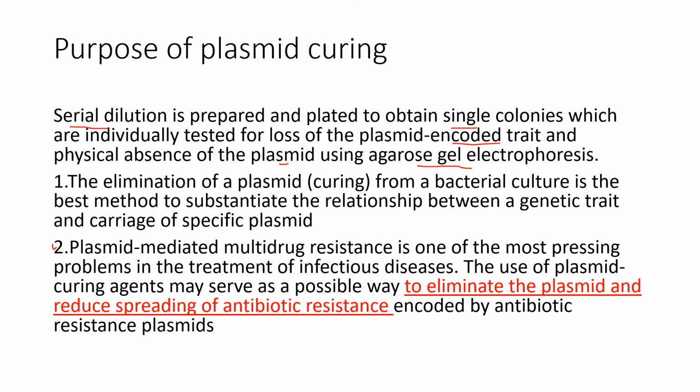The second one is plasmid mediated multi-drug resistance. It is widespread among bacteria that they are becoming resistant towards antibiotics, and it is very difficult to treat infectious diseases. So plasmid curing or elimination of plasmids can serve as a possible way to reduce the spreading of antibiotic resistance that is encoded by antibiotic resistance plasmids.